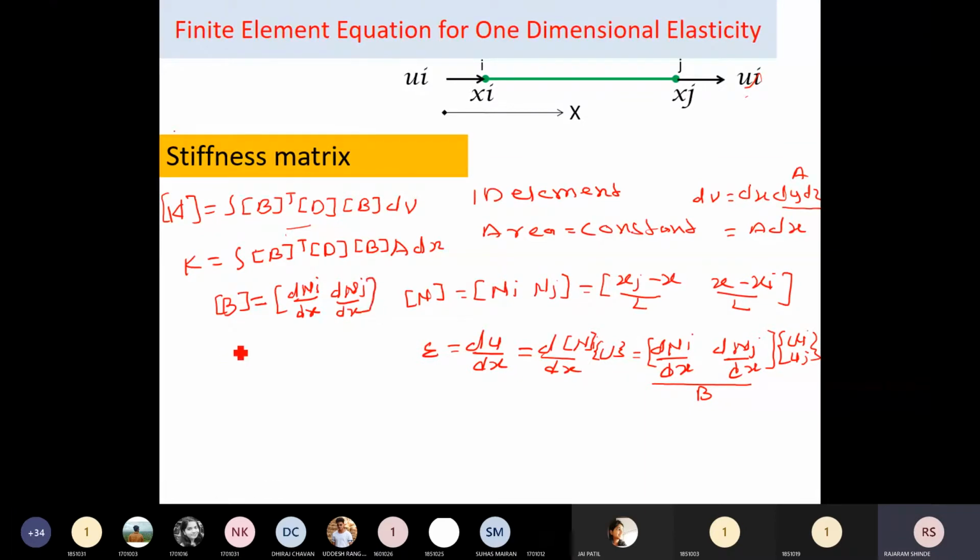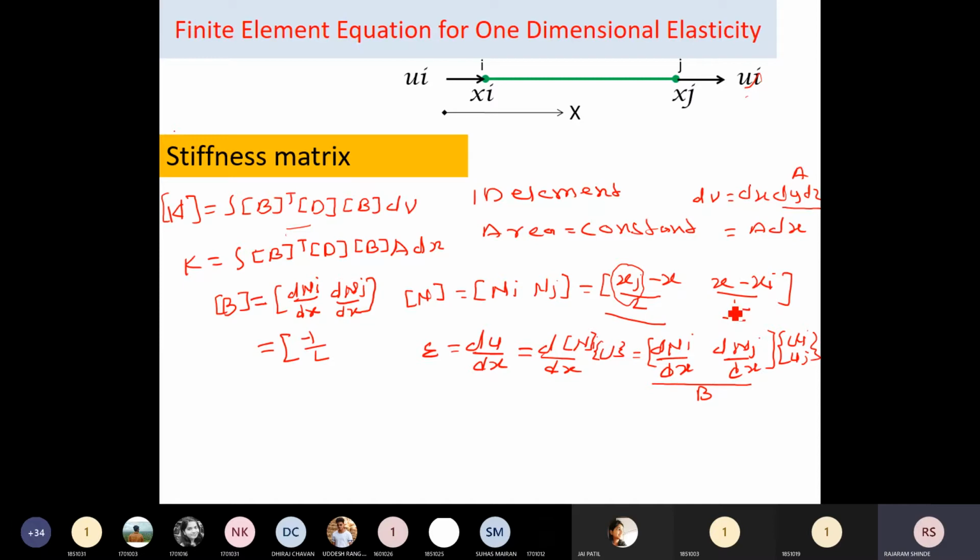Okay, now next, we will put the values of Ni and Nj. Now this is your Ni, this is your Nj. When we put this value in this equation, you will get the derivative of this term, xj minus x by L. Here the term xj is constant, so this derivative is 0, and derivative of minus x is minus 1. So minus 1 by L is the first term.